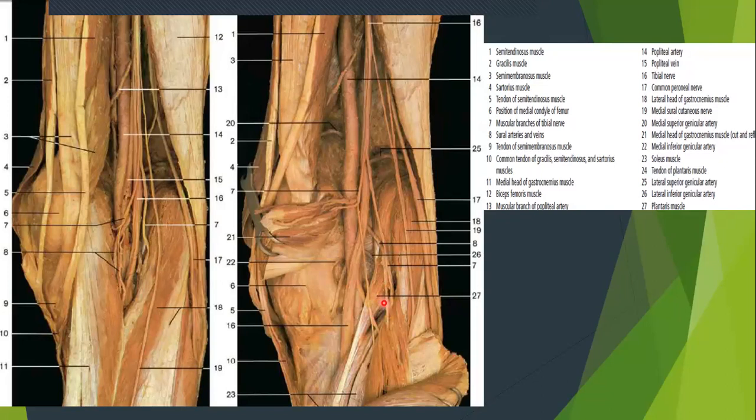Plantaris is not found in all people. It is a rudimentary muscle found in a given population. You can see this is the tibial nerve. Maybe you can pause the video to see that.